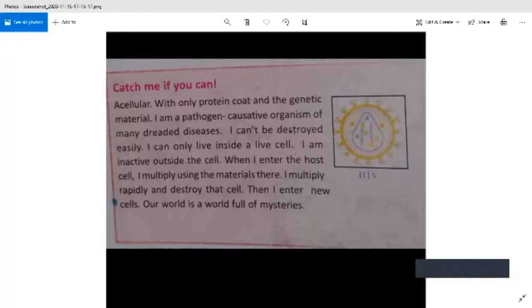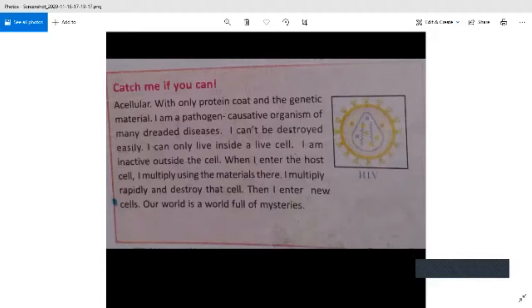That is the virus introducing itself, as it is written there. That's why it says "I can't be destroyed easily." So if it enters our body, it cannot be destroyed easily. It can only live inside a live cell. If it is outside our body, it cannot live. But if it enters our body, it will live and multiply inside our body and will cause many diseases to us.